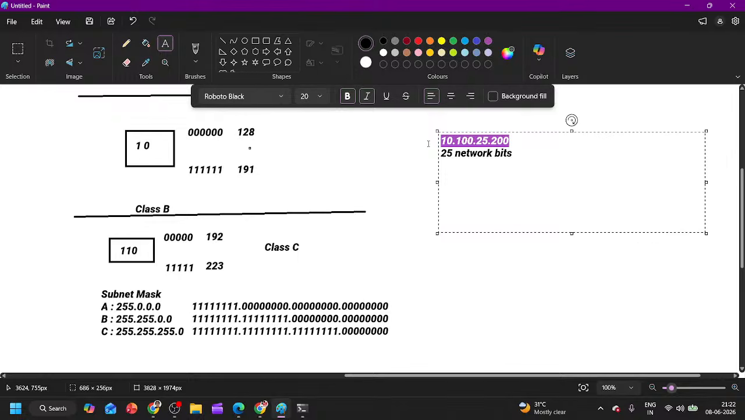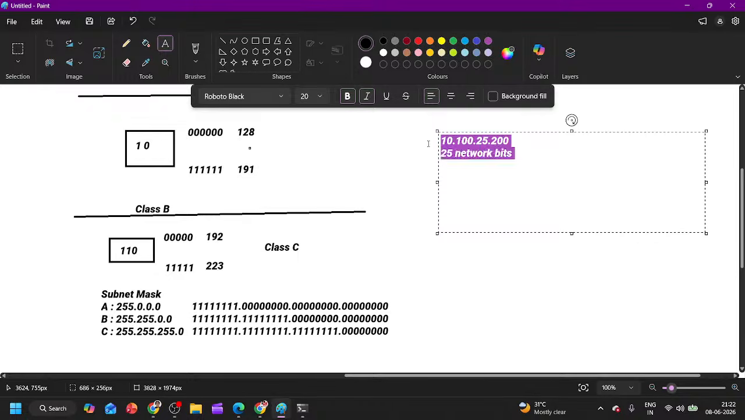7 bits. So we know the total length of an IPv4 address is 32 bits. Out of 32 bits, 25 are network bits. It means 32 minus 25 is the host bits. Yes or no? Yes. So if you know the network bits, you can calculate the host bits by yourself as well.